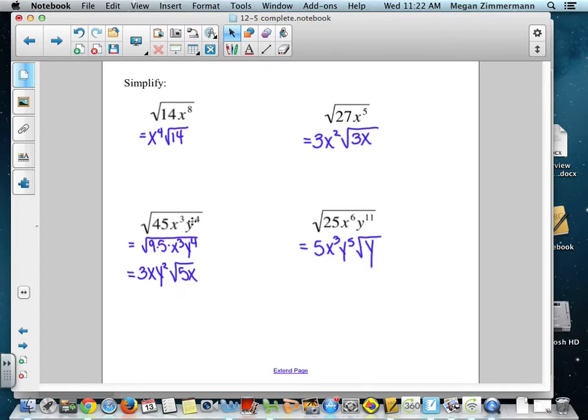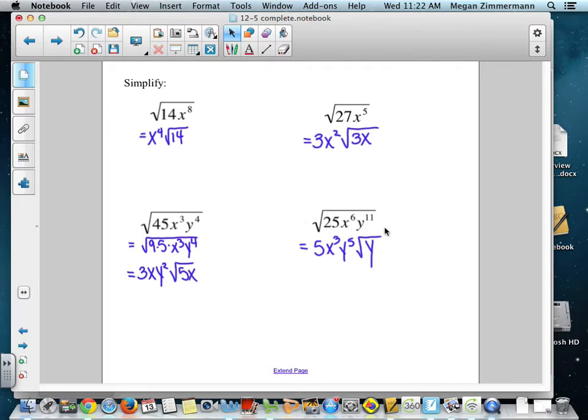Okay, now here I have the square root of 45, x cubed y to the 4th. I broke down 45 as 9 times 5, so I know the square root of 9 is 3, so that's why I pulled that 3 out right there, and then I left the 5 underneath the square root. The square root of x cubed is x root x, and the square root of y to the 4th would be y squared. So I have 3xy squared times the root of 5x.